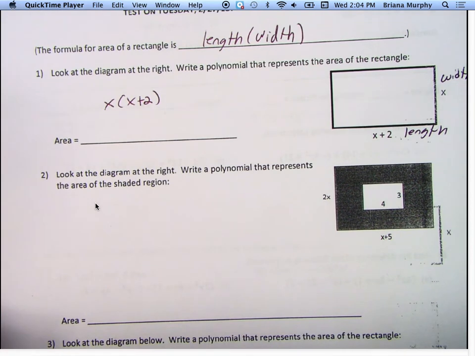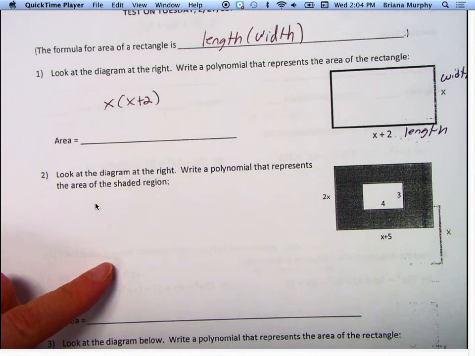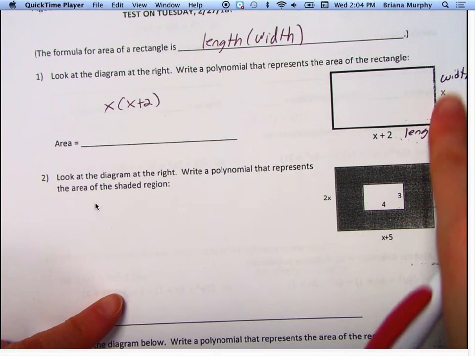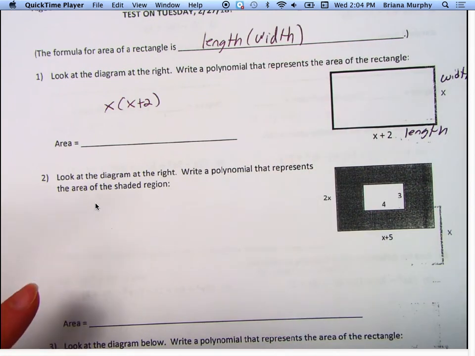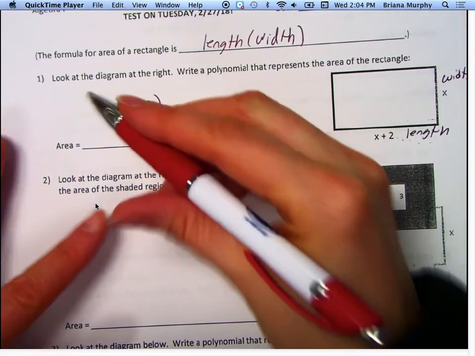Now, anybody want to say what their answer was? Go ahead, Max. I got 4x plus 4. So you found the perimeter. Perimeter is when you add up all the sides. Can somebody tell me what the area is? Go ahead. I know the area is x times x plus 2. Right, which is what? x squared plus 2x.